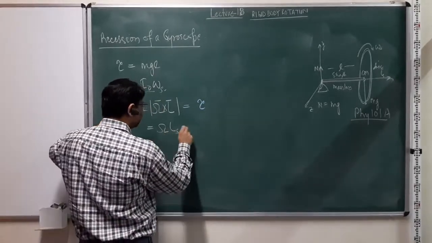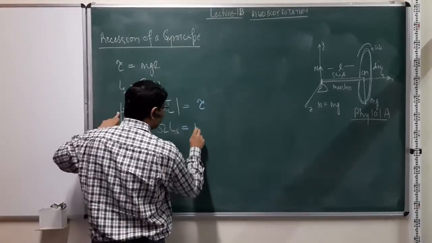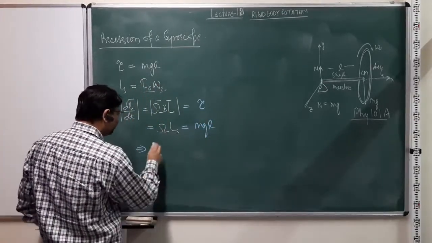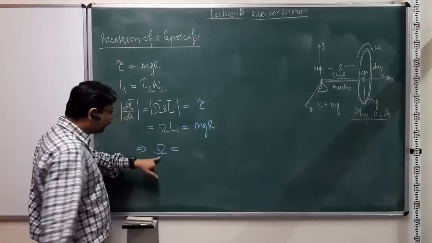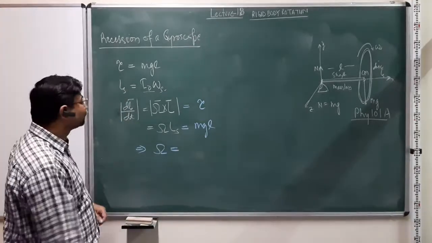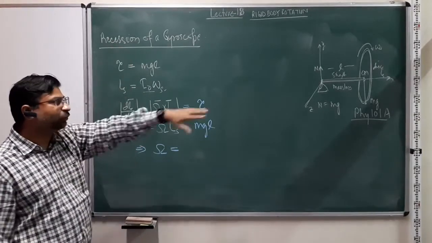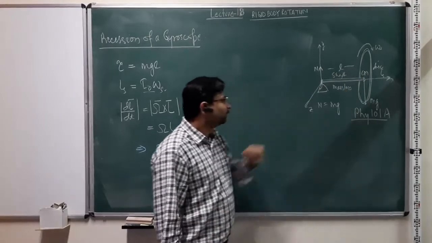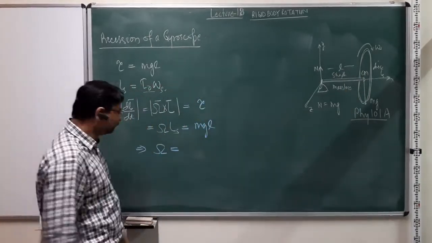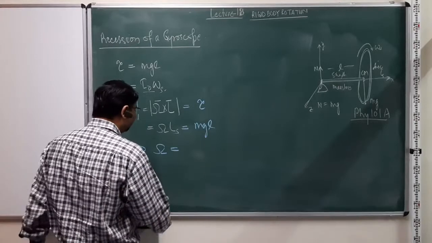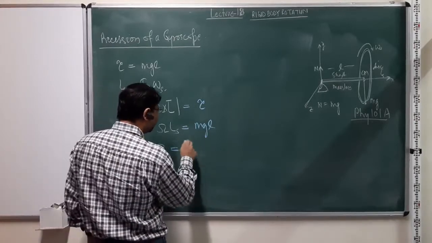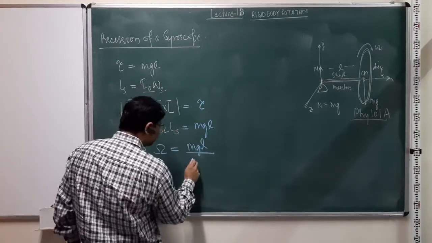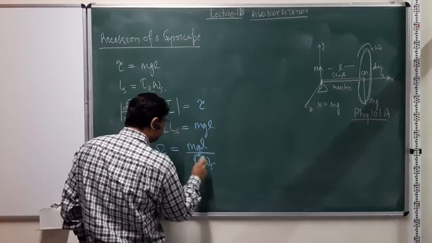So this is equal to tau, which is my mg(L), and from here what we can do is we can find out this capital omega, which is the angular speed of precession. So this motion of the gyroscope, because of this torque, we call it precession. So instead of falling down, it starts rotating in the horizontal circle. So omega is then equal to mg(L) over Ls, which is nothing but I0 omega s.